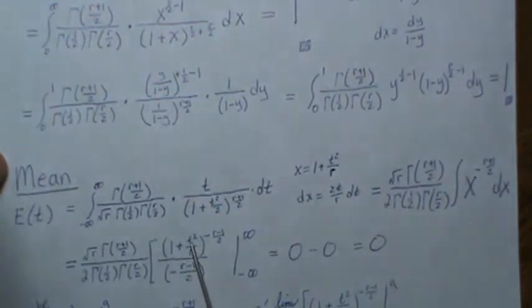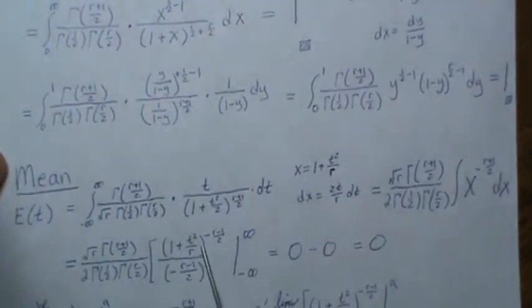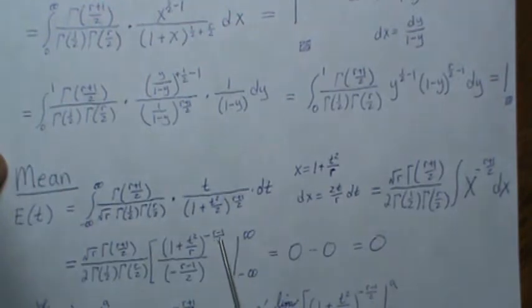this blows up to infinity, which makes this whole thing go to infinity. But remember, we're in the denominator because that's a negative, and then that goes to 0. And the same thing when you plug in minus infinity here, this limits to 0, regardless of what these constants are. So the mean of a t distribution is 0.